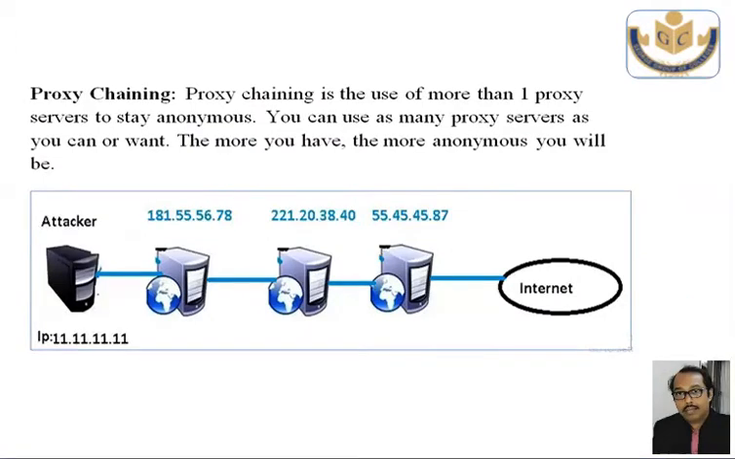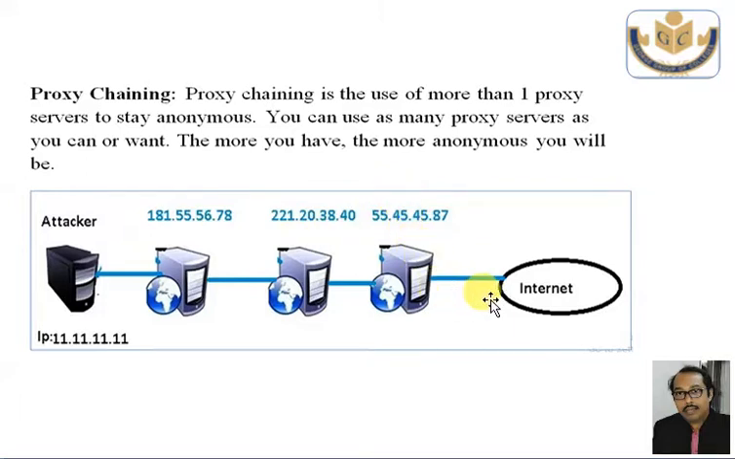Okay. Next we come to proxy chaining. Now for proxy chaining, I am giving a simple real life example. Suppose you want to travel to London from Calcutta. There is no direct flight from Calcutta to London. So what will you do? From Calcutta I will go to Mumbai. From Mumbai we will go to Dubai, and from Dubai we will take a direct flight to London.